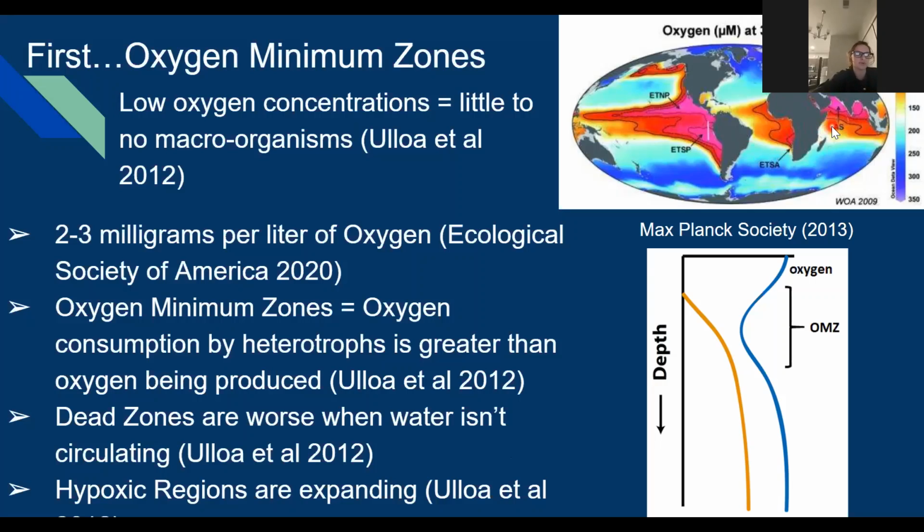Oxygen minimum zones are created when oxygen in the water is being consumed by heterotrophs faster than oxygen is being produced. When water isn't circulating, that means there's no mixing. Some more bad news is oxygen minimum zones are growing in relation to excessive runoff.